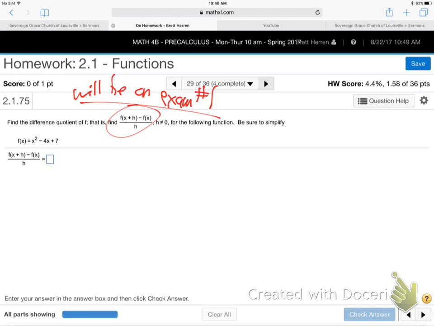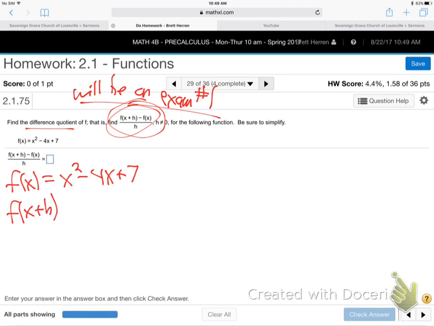Super important. So let's take this function, f of x, which is x squared minus 4x plus 7. And they're asking me to find this right here, which is called the difference quotient. Difference quotient. And so let's do it. I'm going to do it piece by piece. So first off, what's f of x plus h minus f of x? Let me do it in colors to make it more clear here for you. Minus f of x all over h.